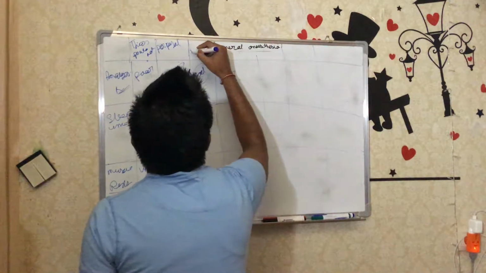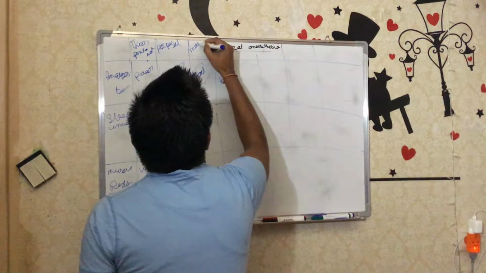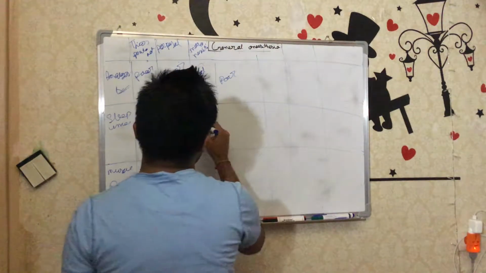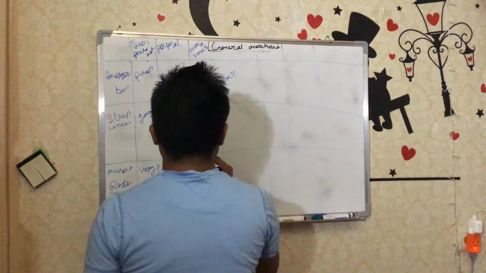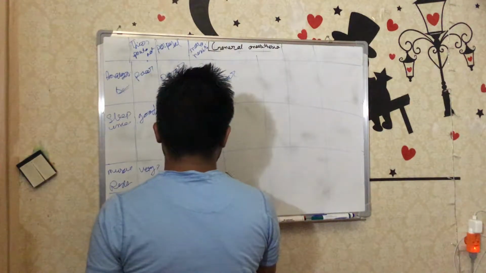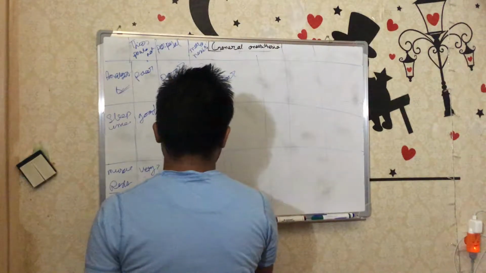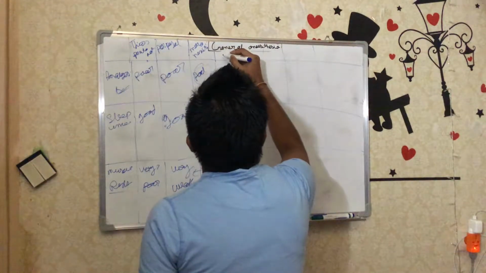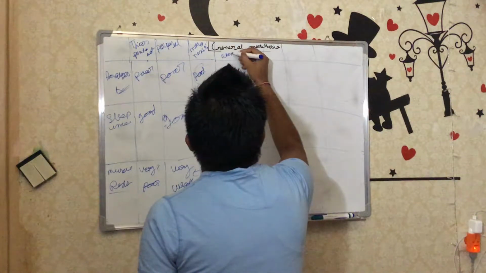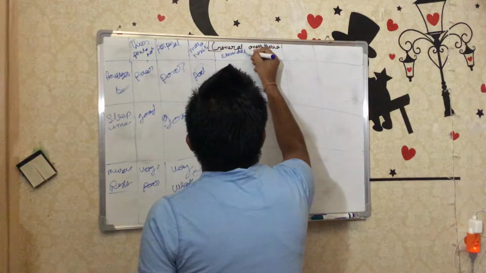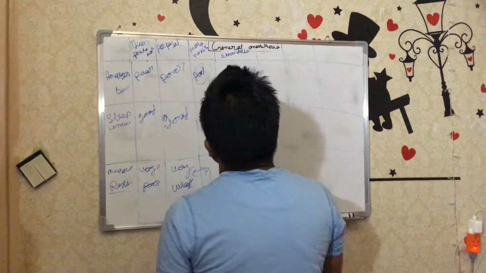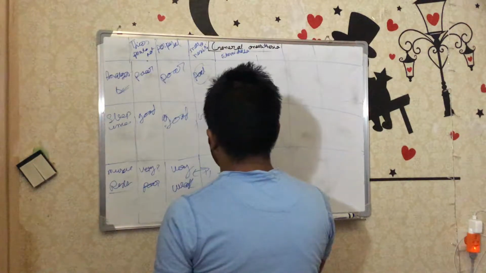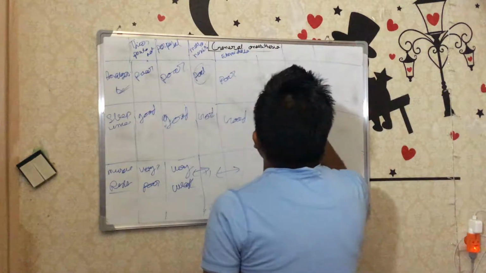Next is methohexitone sodium. There also, poor analgesic, good anesthetic properties, and the same here, very weak muscle relaxation. Next one, etomidate. Etomidate, the same thing: poor analgesic, good anesthetic, and weak muscle relaxation.